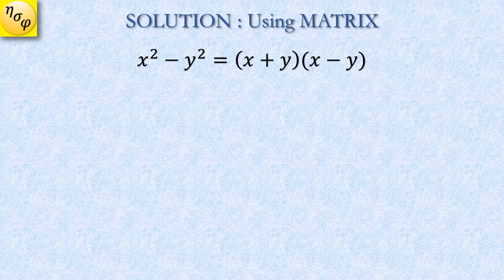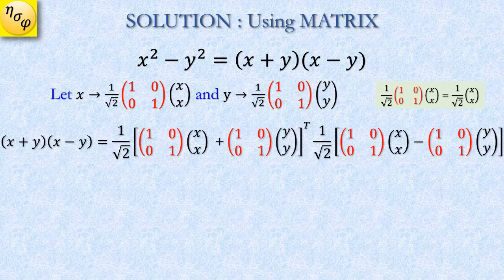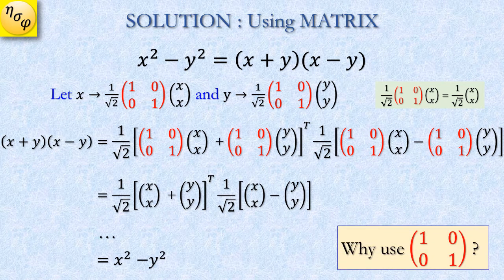We will still discuss the same problem as the last slide. But now we will introduce a 2 by 2 matrix. The 2 by 2 matrix is an identity matrix that doesn't change our original 2 by 1 column matrix. Then we again multiply x plus y by x minus y with these new matrices. Eventually, it'll give the identical answer as the previous slide. But why do we use a 2 by 2 matrix in this case? Let's find out.